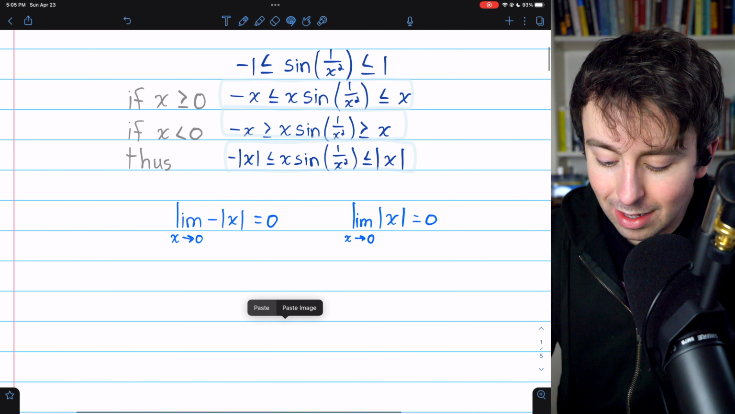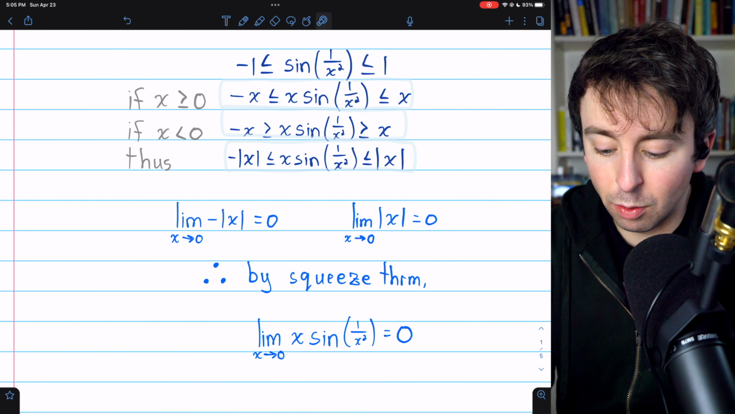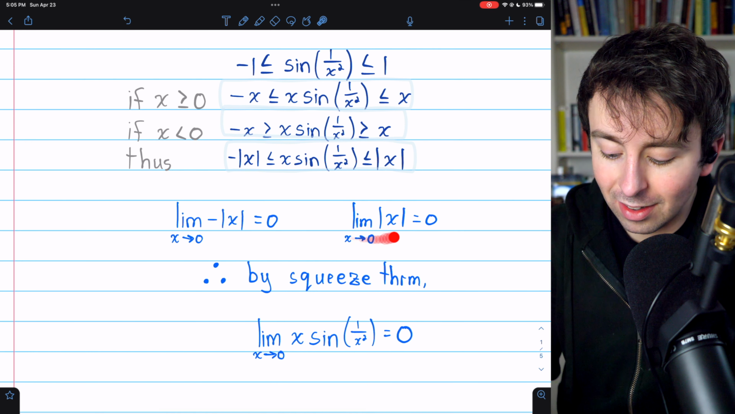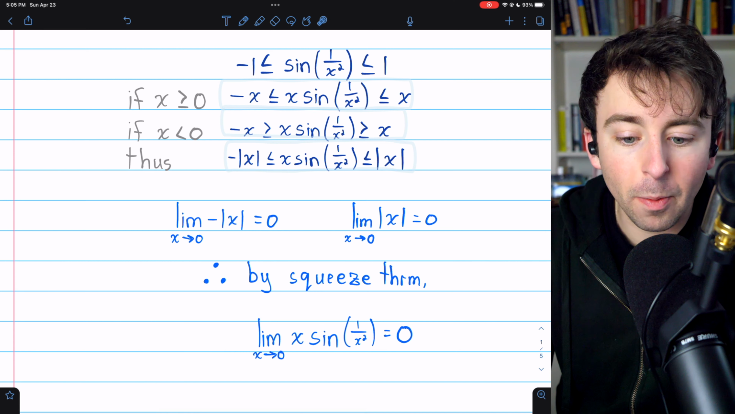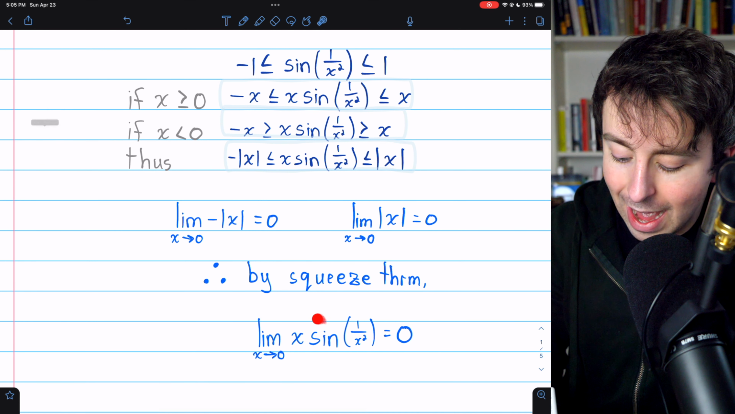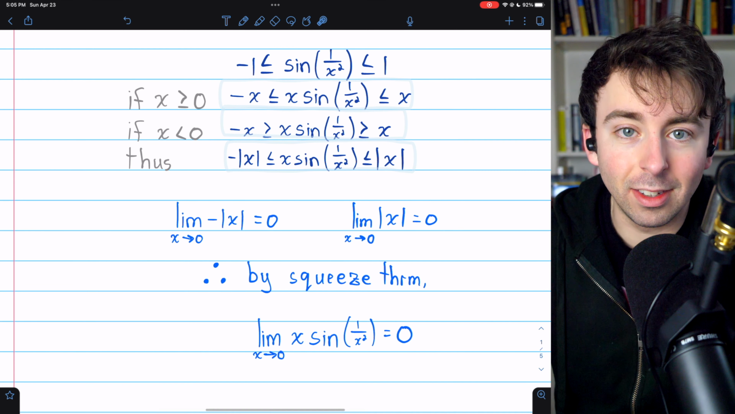So, by the squeeze theorem, our function must be squeezed between these two functions. Since they're approaching 0, our function must also be approaching 0. So the limit of x sine of 1 over x squared as x approaches 0 is 0.